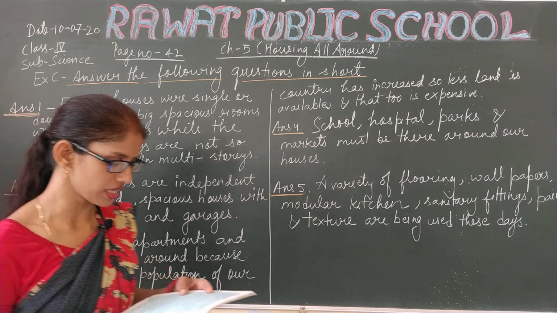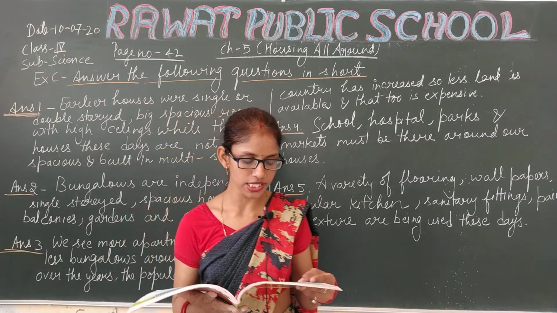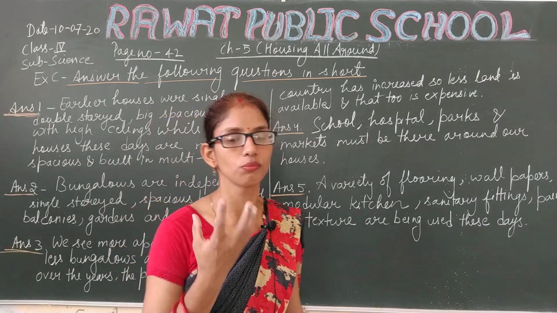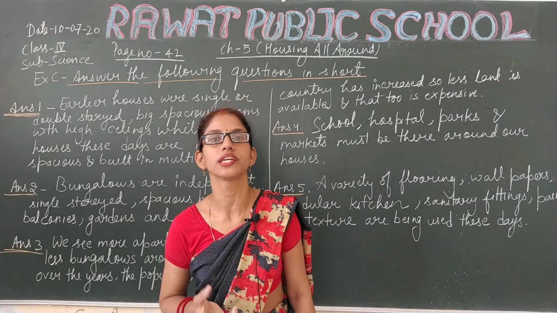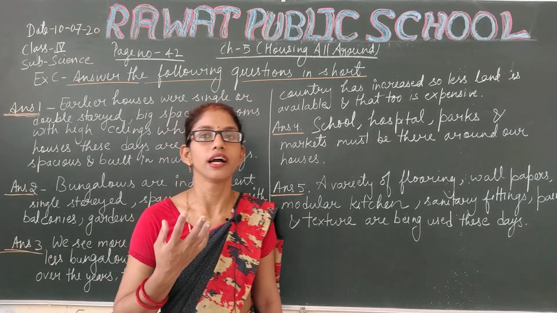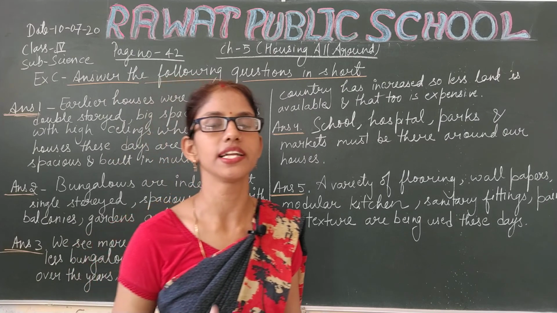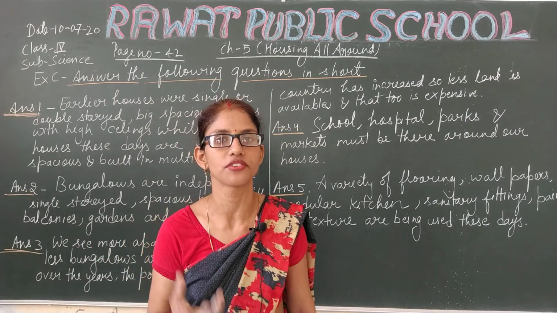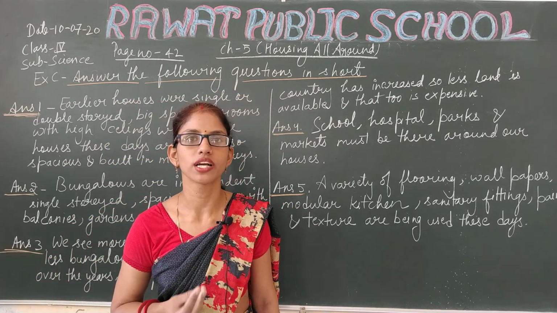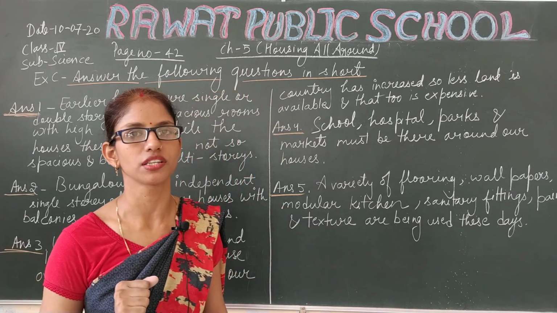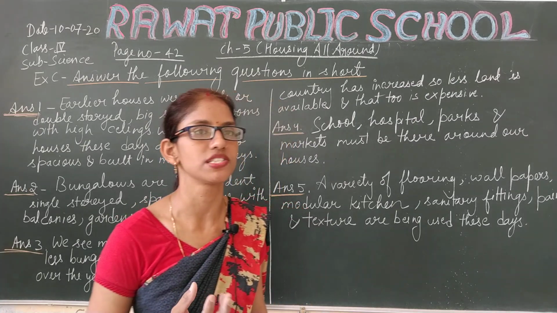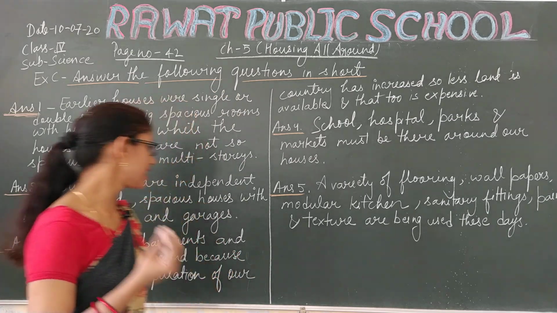Now next, question 3 is: Why do you see more apartments and fewer bungalows around? Why do you see more apartments around you, and why is the number of bungalows less? As we have discussed, as the population is increasing, the land is fixed. That much land is available only to make the houses, the buildings, the factories, the schools. So to fulfill the needs of the population, apartments and multi-storied buildings are built so that their need is met. And bungalows need more space and they are very expensive also. So let's see the answer of this question.